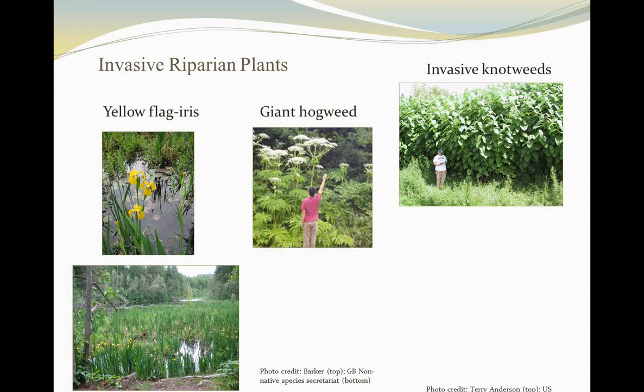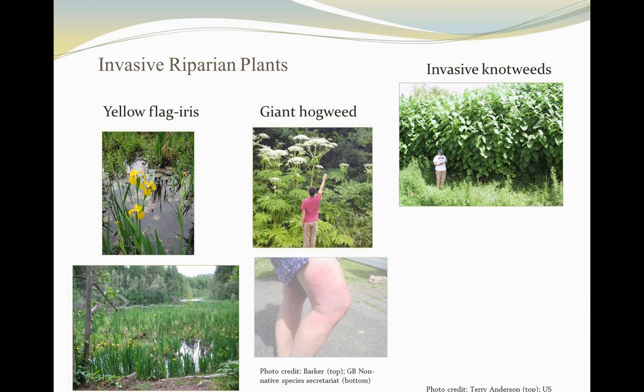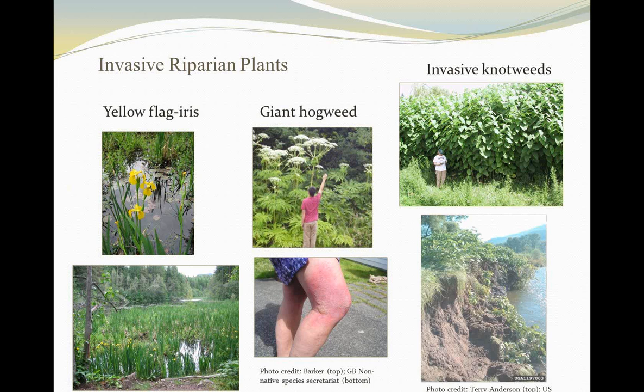Giant hogweed looks like the native cow parsnip on steroids. This plant has a phototoxin that can cause severe skin and eye irritation, so it's a health or a social impact concern. And invasive knotweeds, if you're from the West Kootenay, you'll know these well, form dense thickets that can impact wildlife corridors. And because the roots of these plants don't form the same kind of web as the roots of native plants do to hold soil, it can lead to soil erosion, reduced water quality, and fisheries habitat impacts as well.